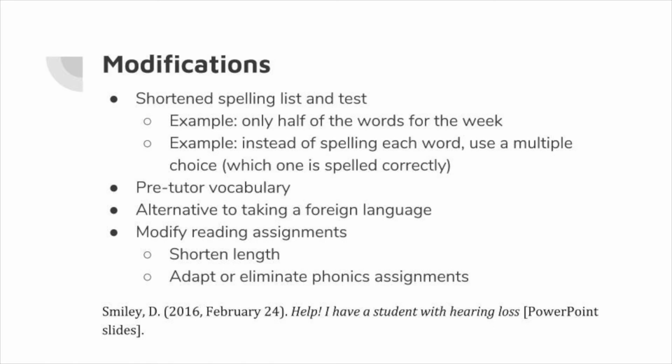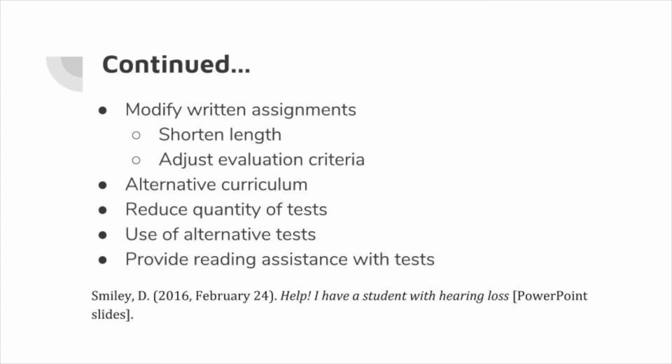Another modification that can be made would be modifying the actual reading assignment. Perhaps you would shorten the length of the reading assignment, or you may either adapt or eliminate any type of phonics assignments where they have to rely on sounding out letters and sounding out words. Perhaps you would need to modify written assignments by shortening the length or even adjusting the evaluation criteria, making it slightly different for the child with hearing loss than you do for the rest of the class. Some students that are deaf and hard of hearing may be on an alternative curriculum than the other peers.